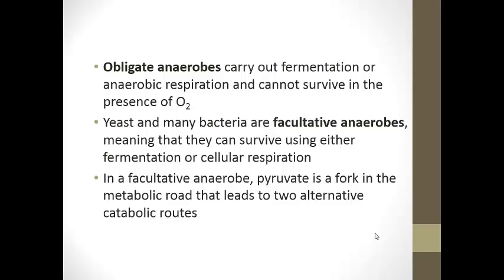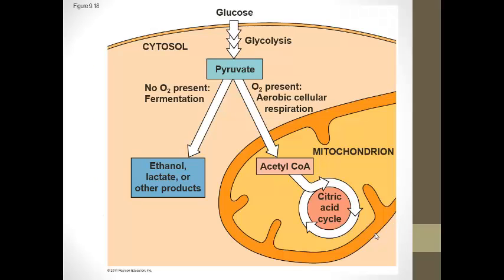For a facultative anaerobe, like our cells, pyruvate really represents a fork in the road. In the presence of oxygen, pyruvate is going to enter the mitochondria, where aerobic cellular respiration will take place. Without oxygen, pyruvate will remain in the cytoplasm and will enter the process of fermentation.